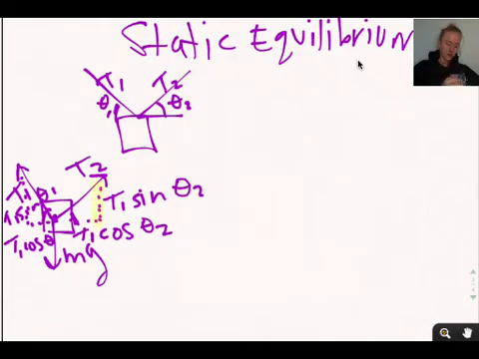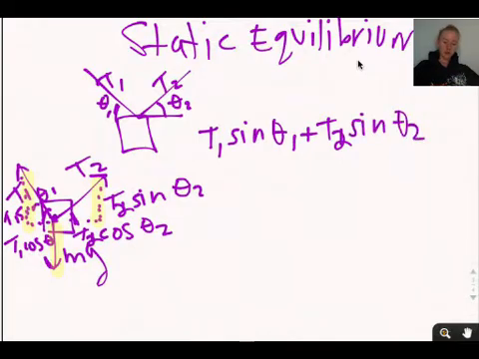We've got this one going up, and this one going up, and this one going down. So you take T1 sine of theta 1 plus T2 sine of theta 2 minus mg equals ma, but your acceleration is 0. So that's up and down.